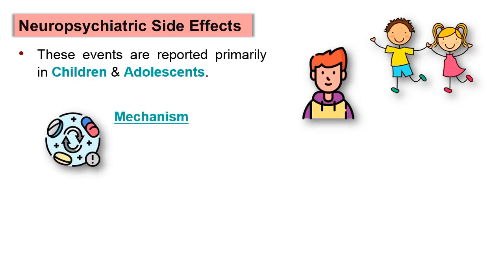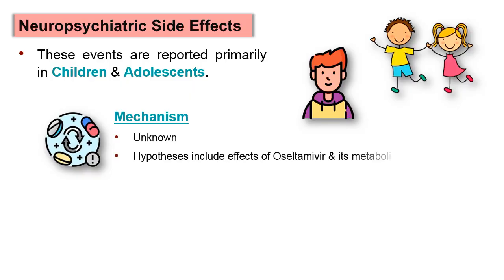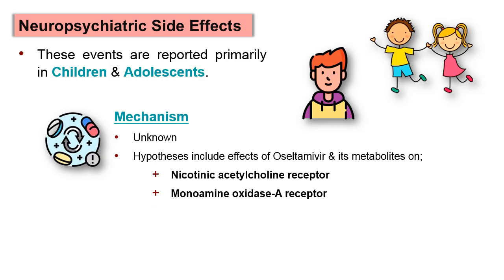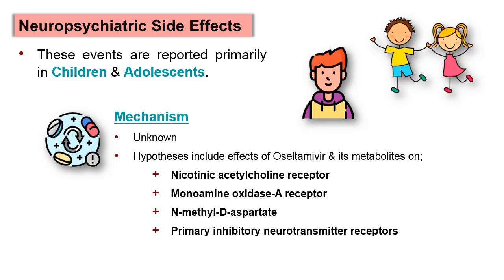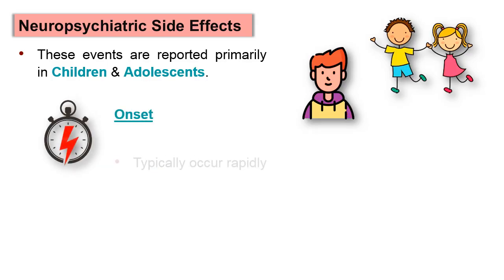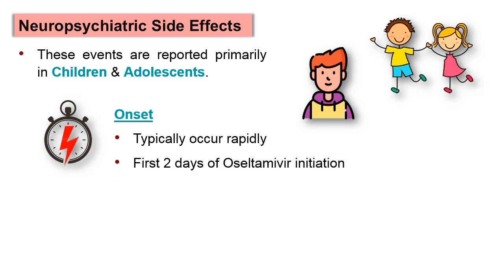The exact mechanism is unknown, but hypotheses include effects of Oseltamivir and its metabolites on nicotinic acetylcholine and monoamine oxidase A receptors, N-methyl D-aspartate and primary inhibitory neurotransmitter receptors, or dopaminergic pathways. Most neuropsychiatric events occur rapidly, often within the first 2 days of Oseltamivir initiation.